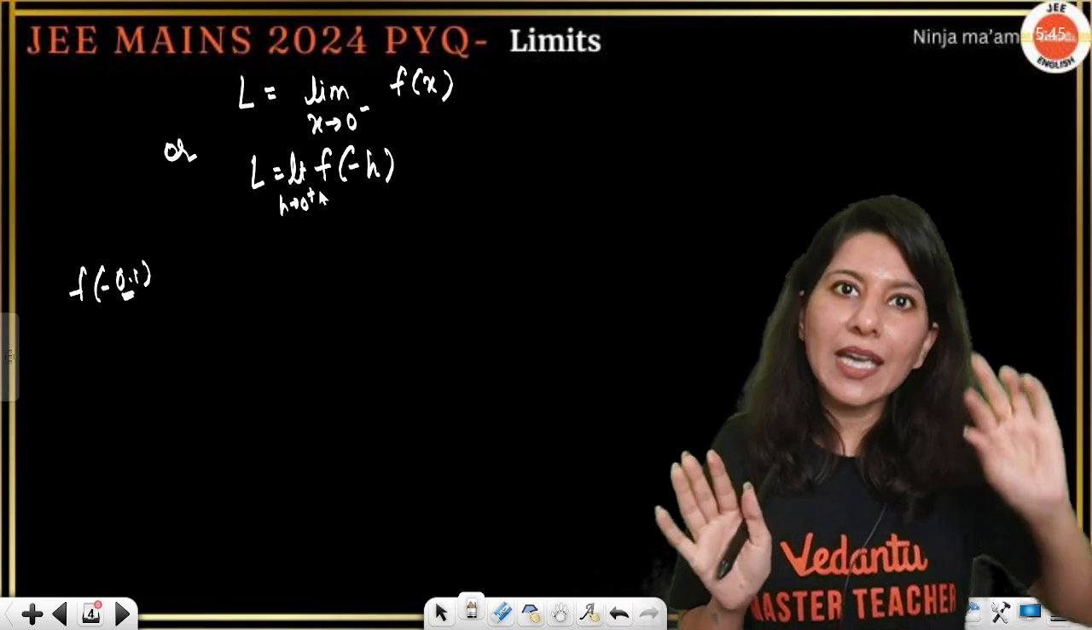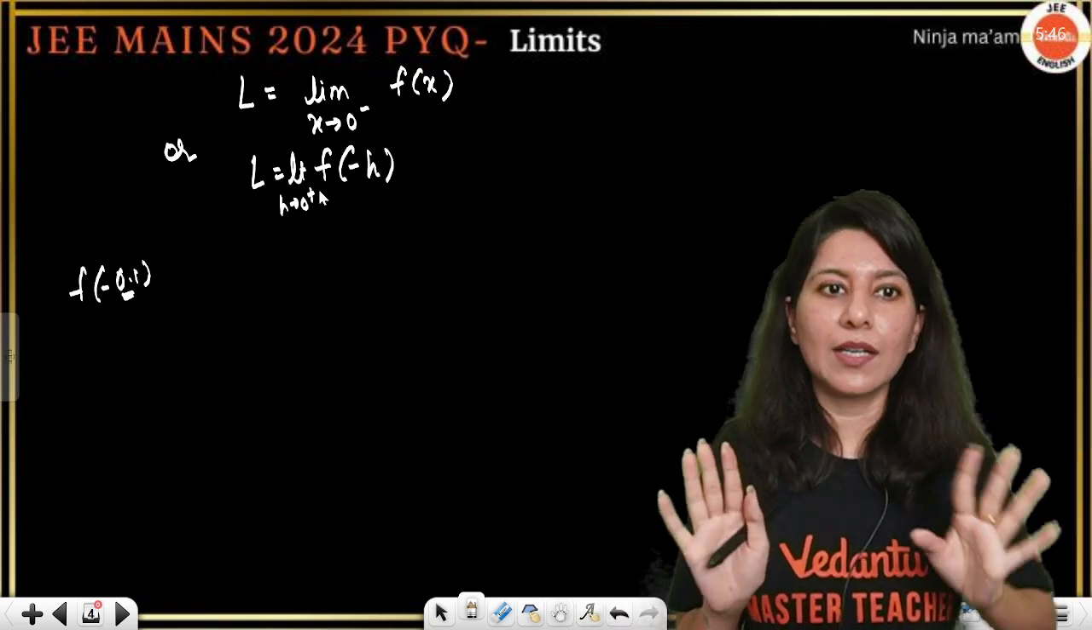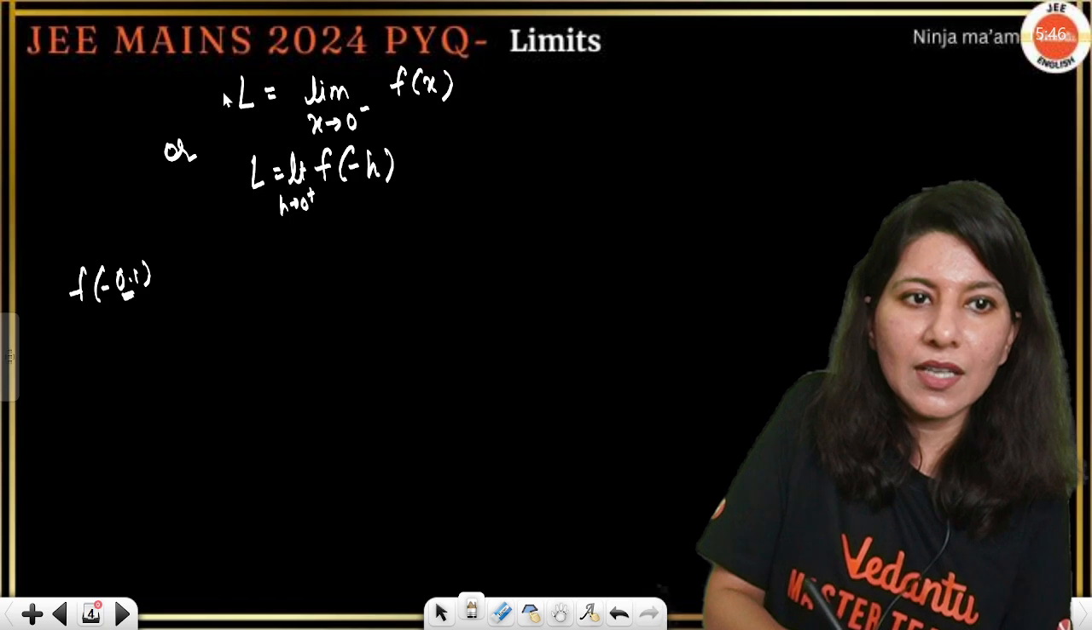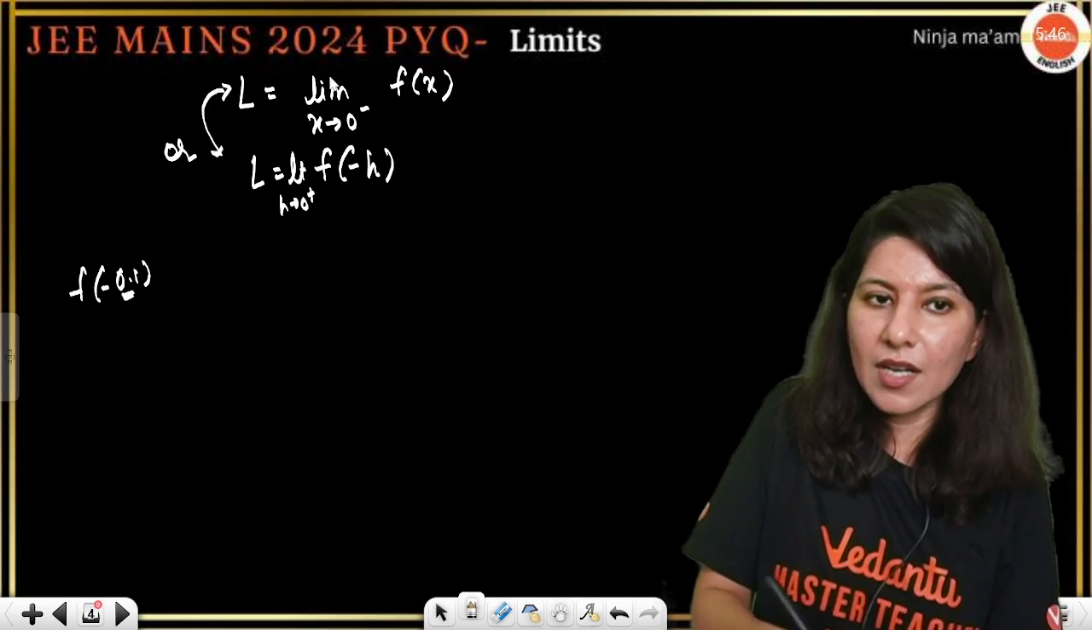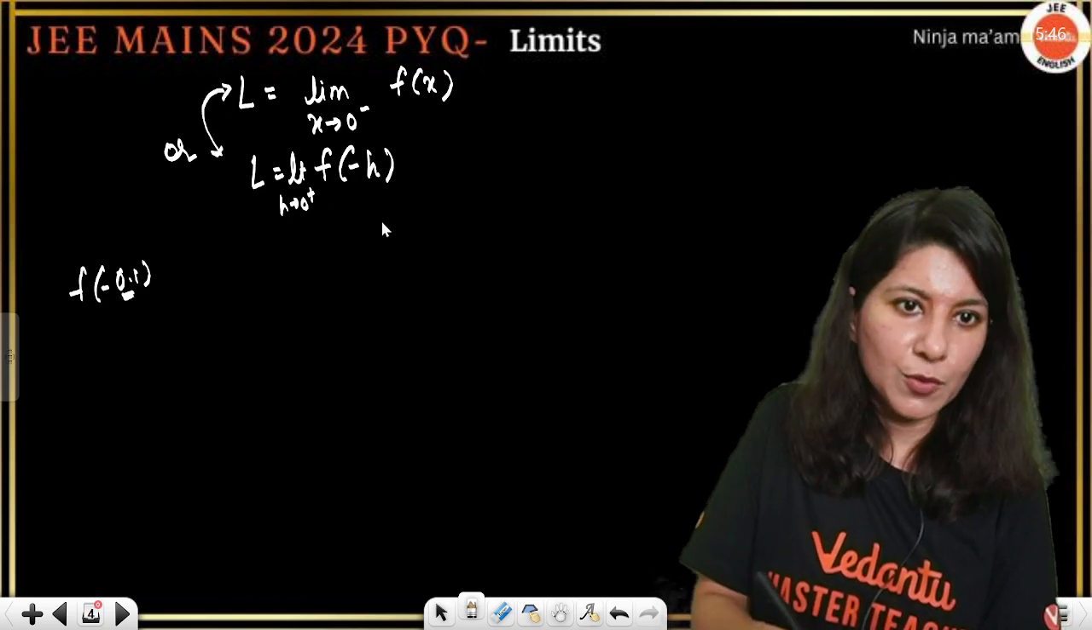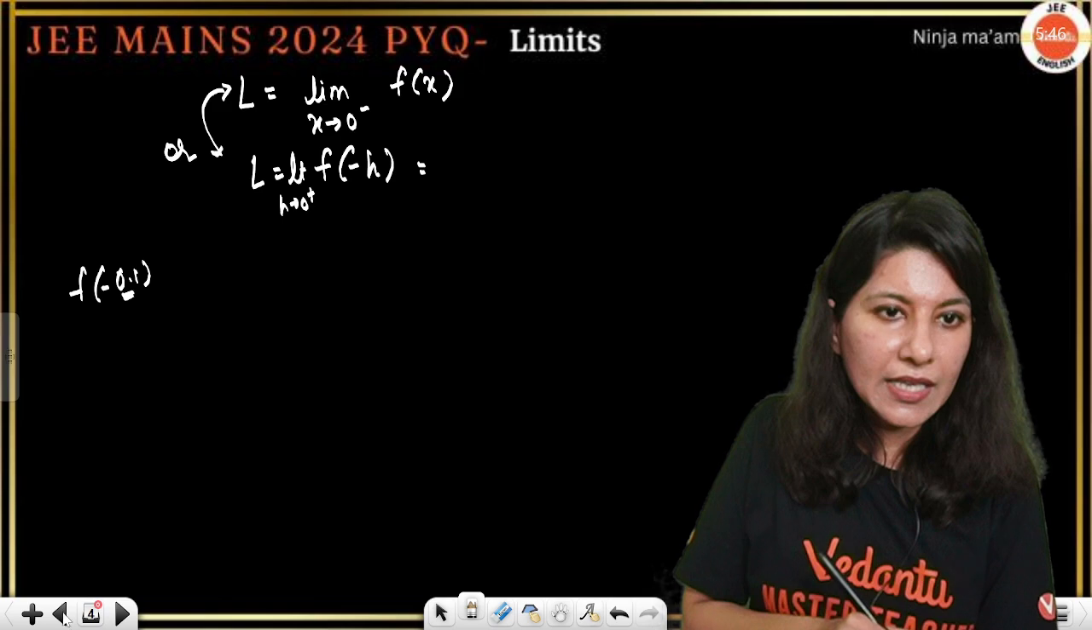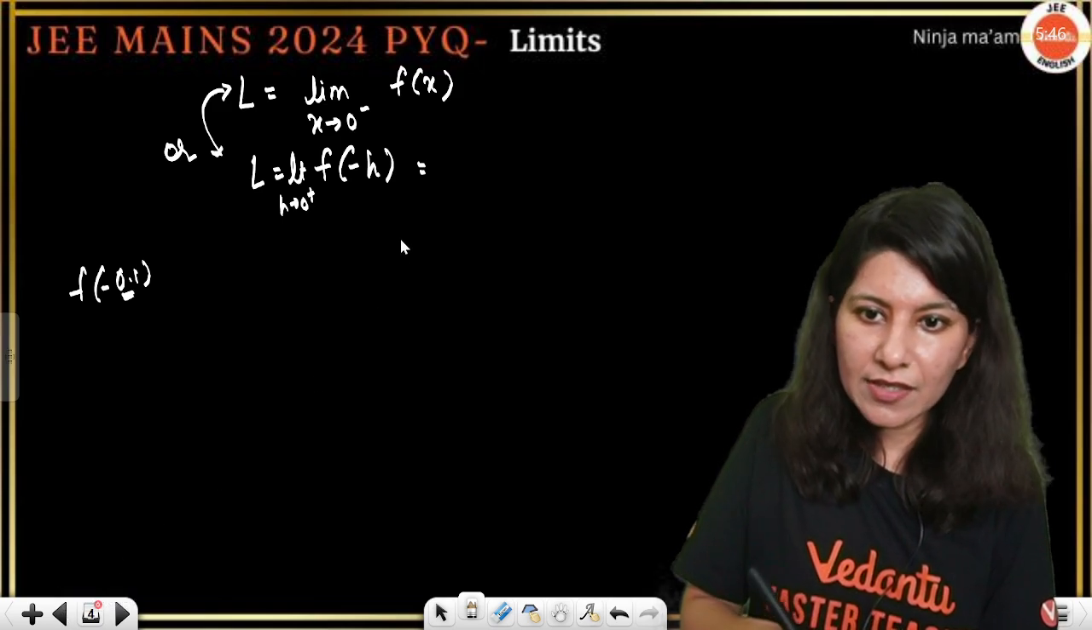So this will again become 2 negative, that means right hand limit. That's why this can be written down as this. Understand the difference. There is a similarity over here. Now let us put f of minus h and calculate the value.